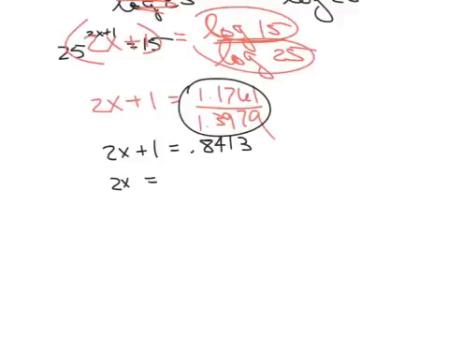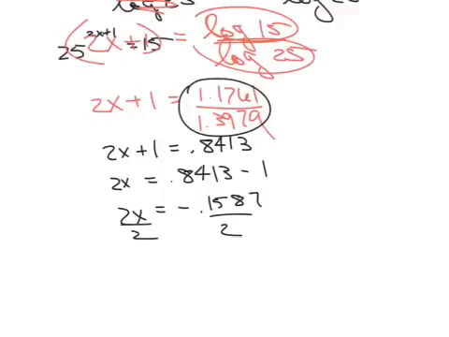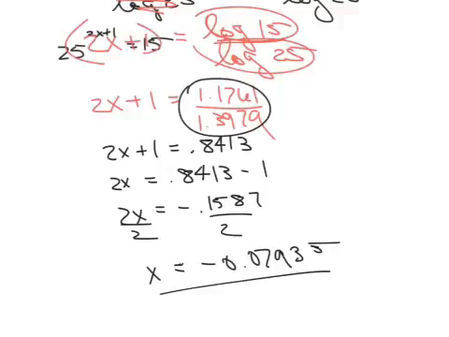Subtract 1 from both sides. So, 0.8413 minus 1 gives me a negative number, then divide by 2, divide by 2, and I get an x value of negative 0.07935 for an answer. Okay? Nothing really crazy there. It's just remembering to take the log of both sides, and then life is good.